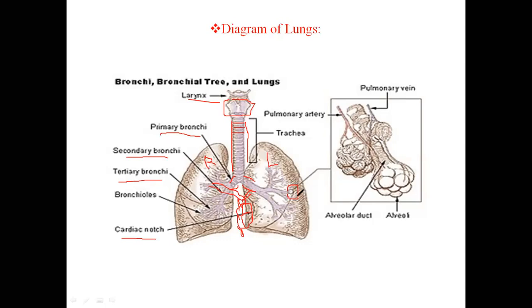Whatever blood is coming into the lung gets oxygenated, and then from here it is again carried to the left side, or left atrium, of our heart. And which is this artery?